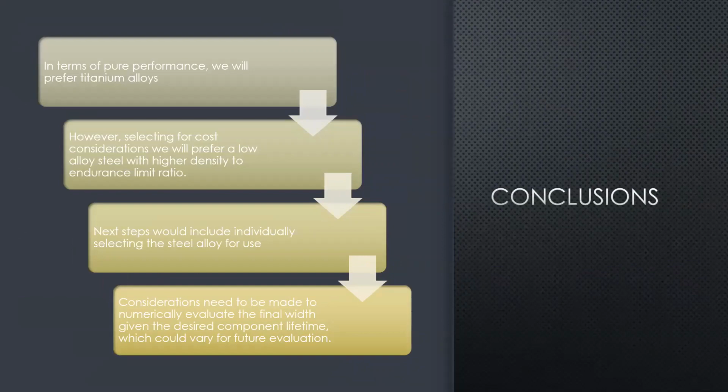So ultimately, in terms of pure performance with regards to minimizing the mass for the most efficient engine, we would generally prefer titanium alloys. However, if we consider the extremely long lifetimes and lowering the material costs and manufacturing costs for sale of this vehicle, we must prefer the low alloy steels with the higher density to endurance limit ratios. With that in mind, we would in the future like to individually select the specific steel alloy, as well as numerically evaluate the final width given a desired component lifetime, which could vary with future evaluation.